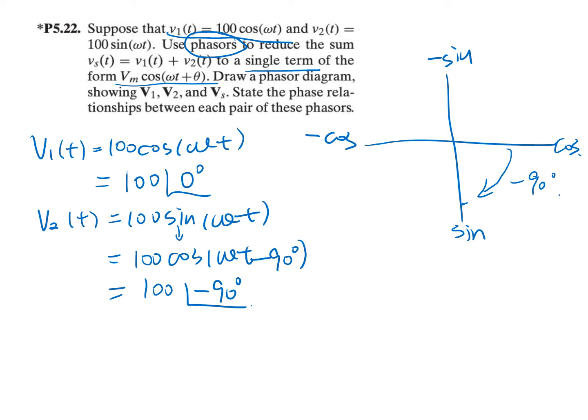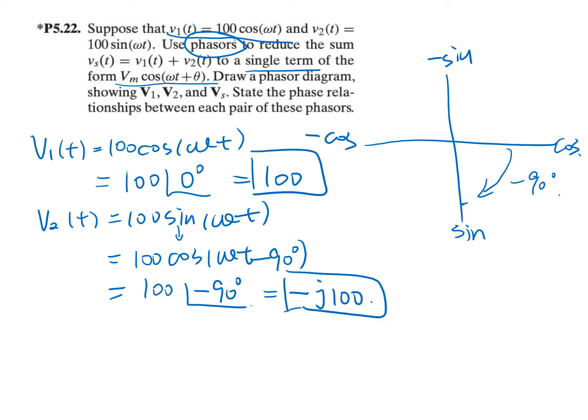90 degree. Well, we want to add V1 and V2 together, but it's not easy to add two expressions in polar form together. So what we need to do now is to convert them into the rectangular form. So 100 the angle of 0 degree is 100, and negative 90 degrees is negative J100. Well, so how should we convert?